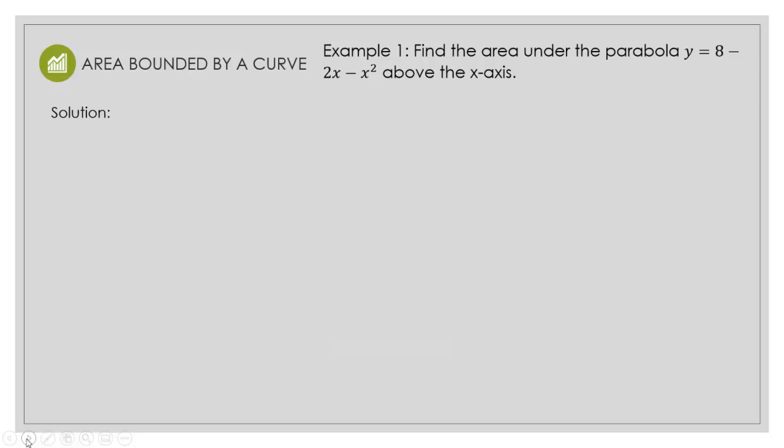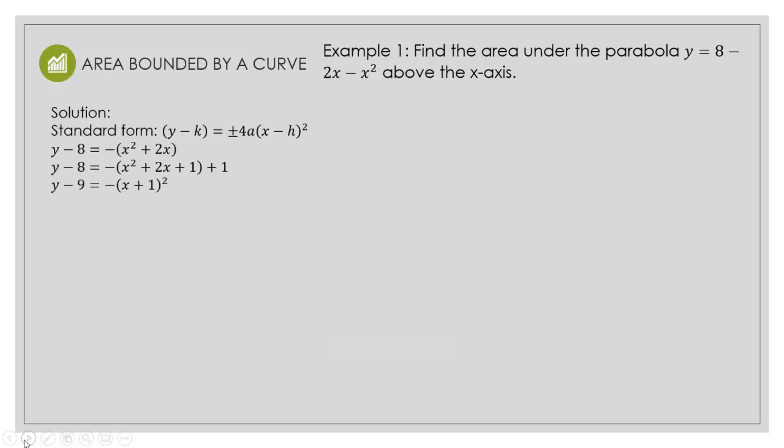Remember that when we are sketching a parabola, we must first transform the equation of the parabola to its standard form. Since x is the one which has a quadratic term in the equation, then we shall transform the given equation in this standard form. This is the equation of the parabola after it has been transformed to its standard form.